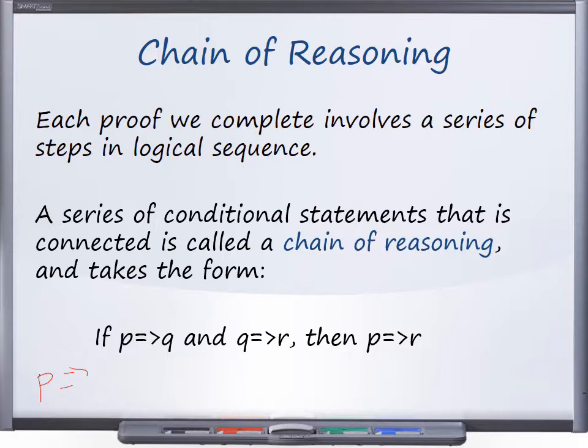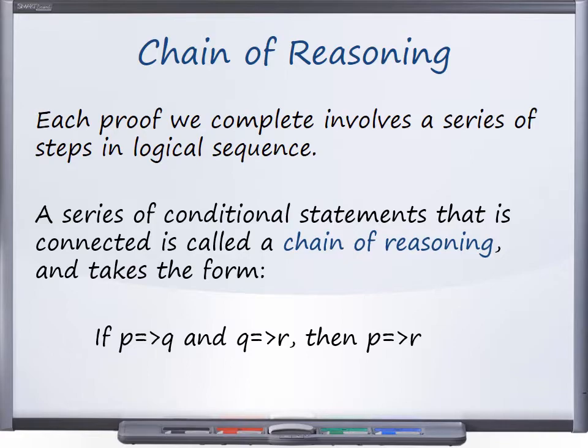I mean, we could easily say if P implies Q and Q implies R and R implies S and S implies U, then P must imply U. Okay, so we can have as many steps in there as we want. But the idea here is that we can't get from P to R without that intermediate step there. Every single step has to make sense. We can't take what we might call a leap of faith.